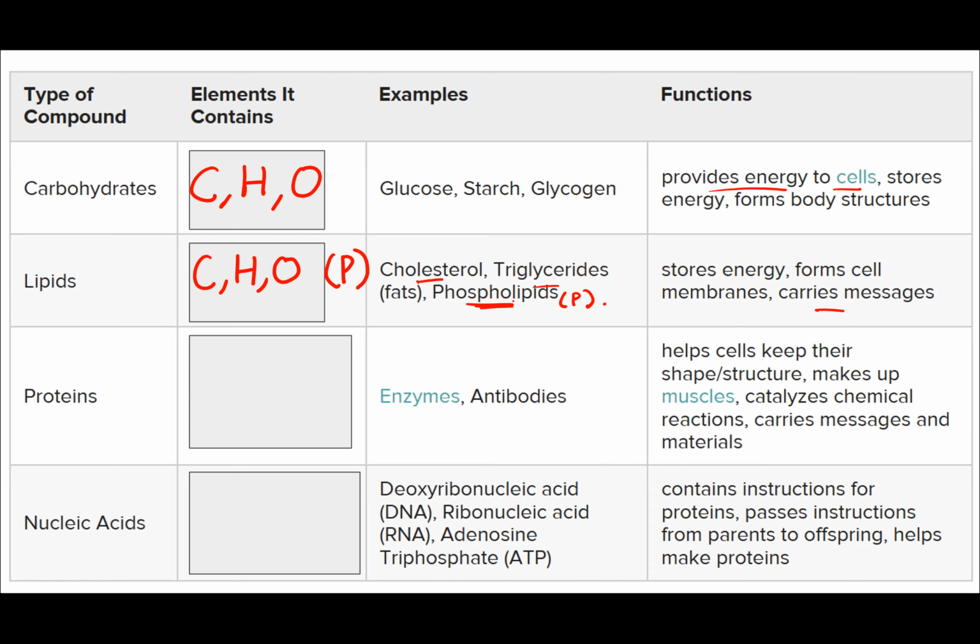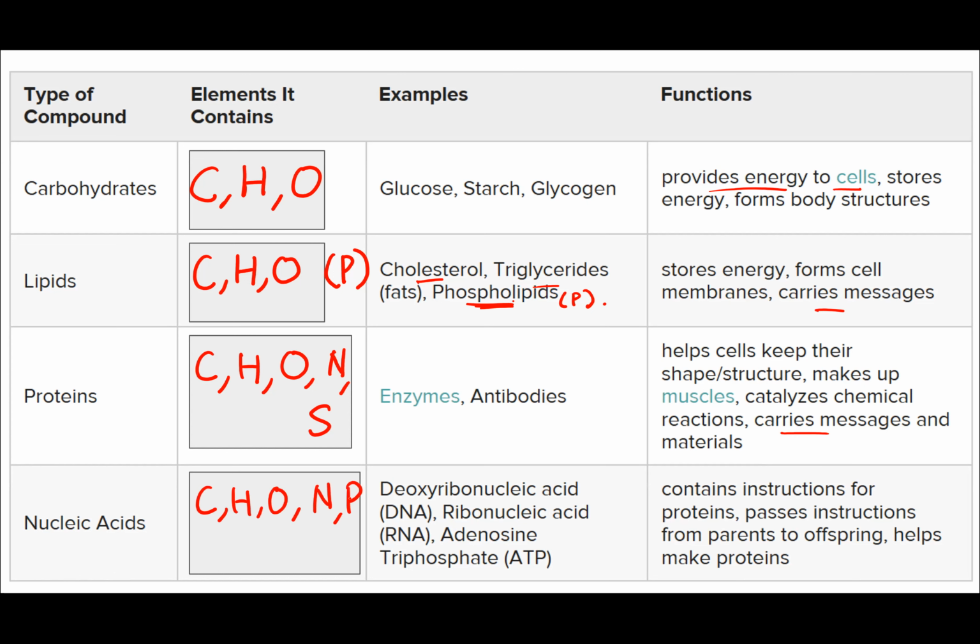Next, we have proteins. Proteins are made of carbon, hydrogen, oxygen, and nitrogen, and occasionally sulfur, so we're going to write CHON and S. Examples of proteins include enzymes and antibodies. The functions of proteins are to help cells keep their shape, form structures such as muscles, catalyze chemical reactions, as in the case of enzymes, and carry messages and materials. Nucleic acids contain carbon, hydrogen, oxygen, nitrogen, and phosphorus.